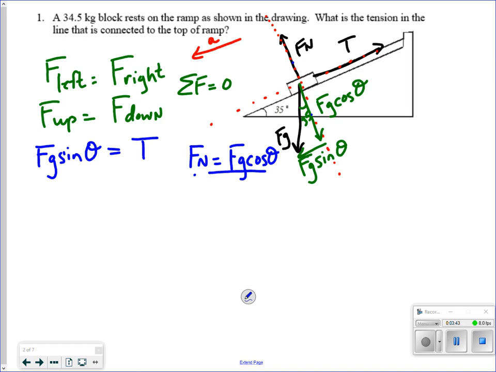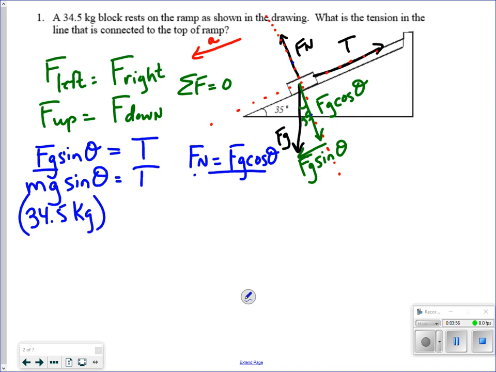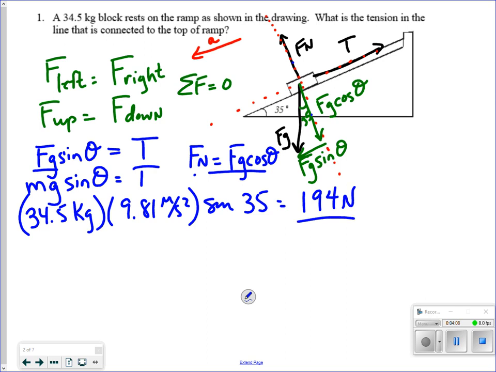Considering that Fg is really mg, mg sine of theta equals tension. The mass is 34.5, this is 9.81 meters per second squared, sine of 35 degrees, and that's going to be 194 newtons, give or take. We don't really worry too much about the sig figs. 3 will do the trick. All right, so there's that particular question.